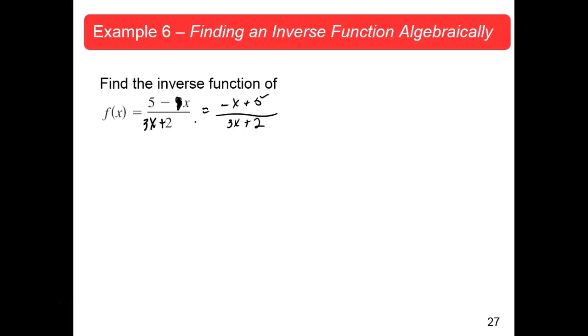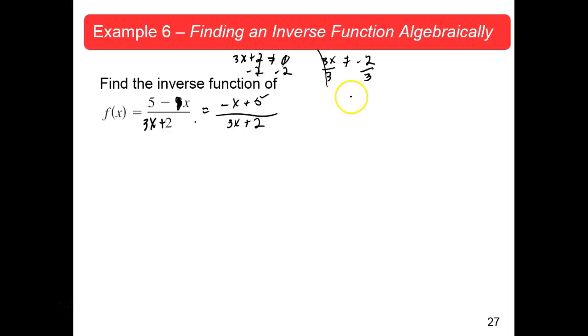Do we have any division in this problem? Yes. And you have a variable down there. So you have to make sure that that denominator is not equal to 0. Exactly what I just said, 3x plus 2 cannot equal 0. How do we solve that? Subtract 2 from both sides, and that leaves us with 3x cannot equal negative 2. Now divide by 3, and that says that x cannot equal negative 2/3.